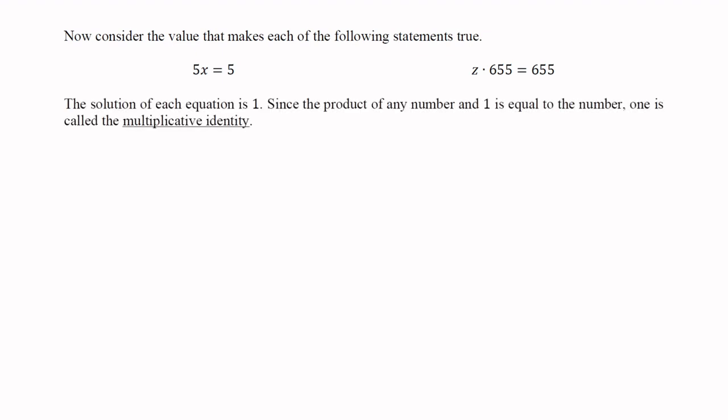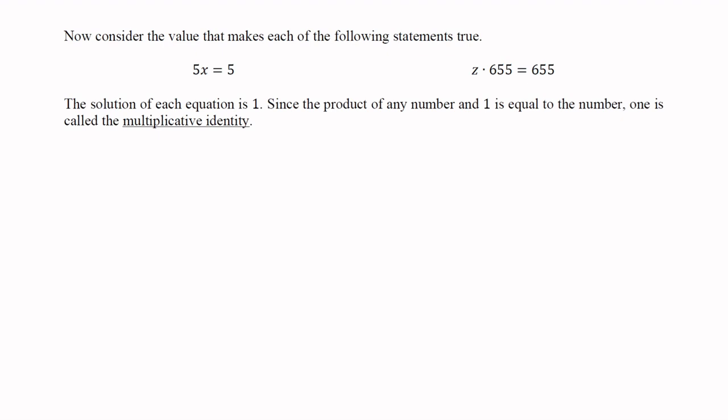Now consider the value that makes each of the following statements true here. 5x equals 5. What times 5 gives you 5? Well, your answer should be 1. What times 655 gives you 655? Again, your answer should be 1.